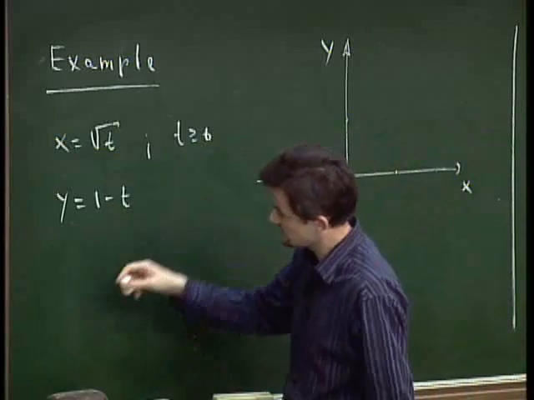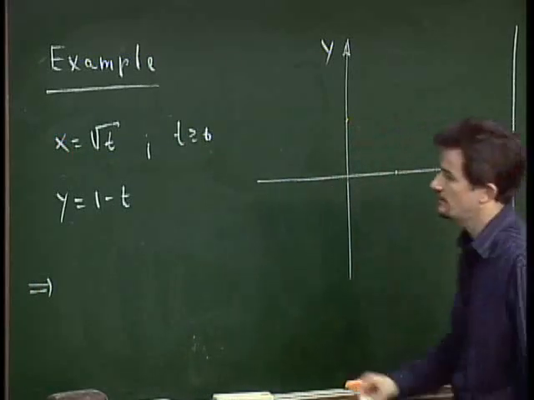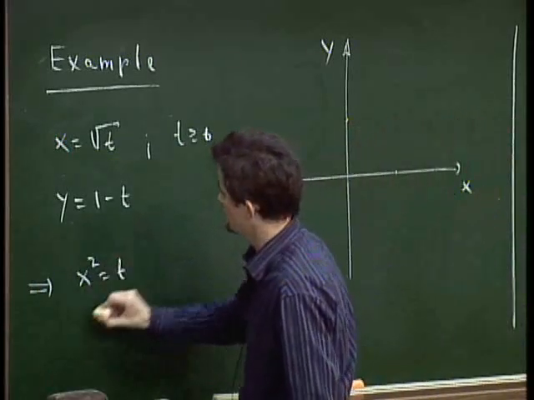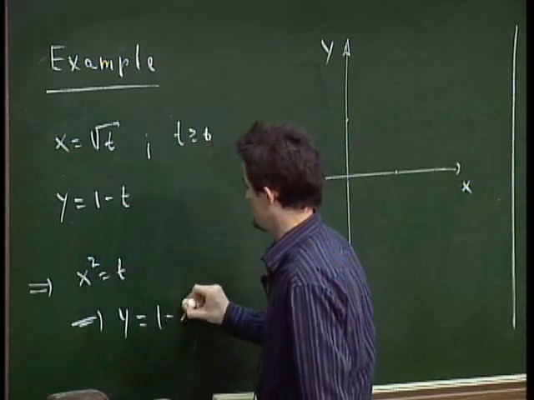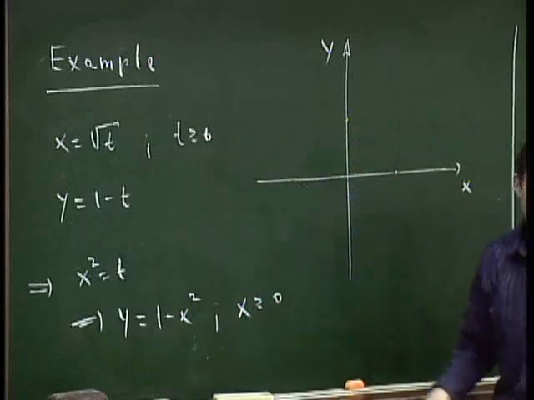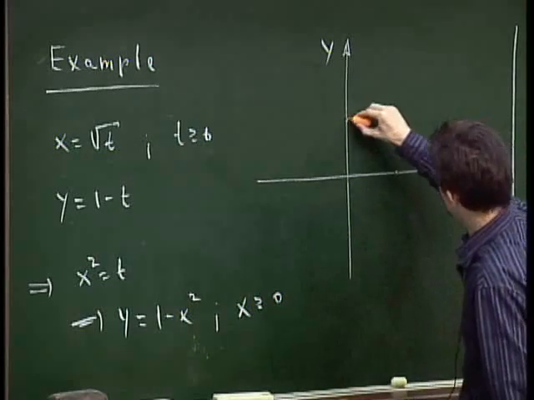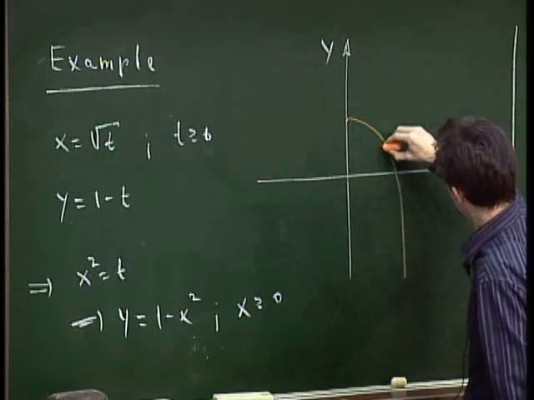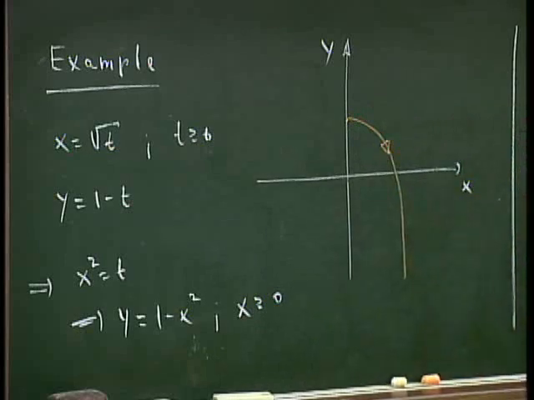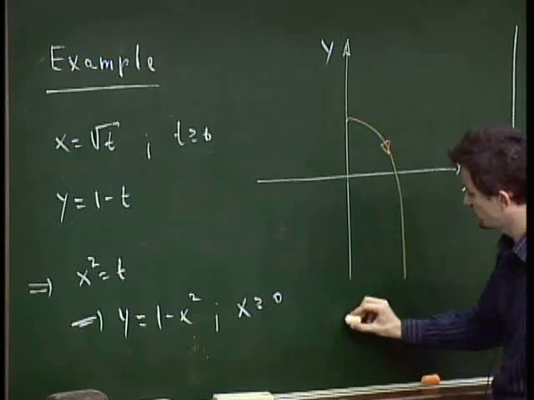But indeed, this is a set of parametric equations where you can easily eliminate the parameter. So you see that x squared is equal to t, and you plug this into the second. And because x must be larger or equal than 0 because of this assumption here, in this situation the curve given by the parametric equation is given like this here and has this direction as t increases. Now, I should maybe stress that such a curve is called a parametric curve.